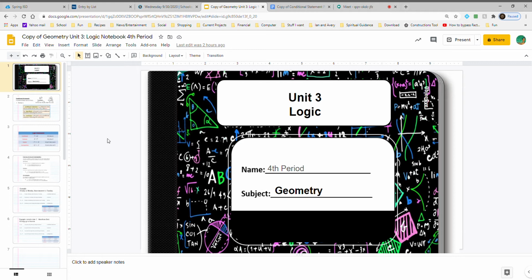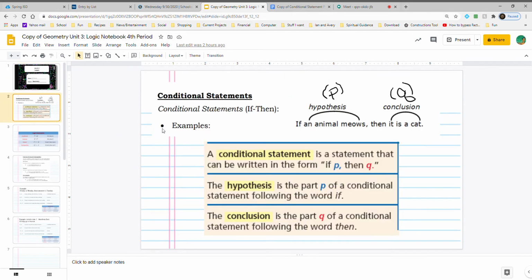So we're talking about logic, okay? And logic is something that a lot of people don't think about when they think about geometry, but it is a thing, okay? So if we click over here, our next slide, we talk about conditional statements.